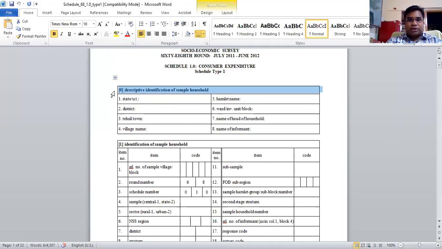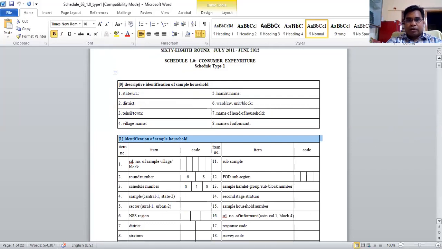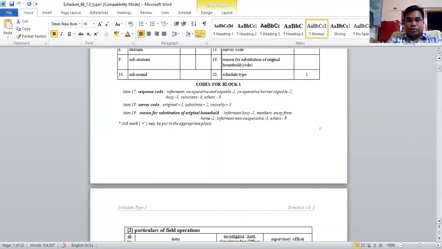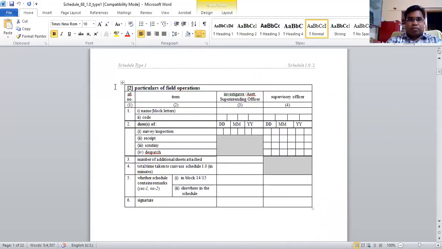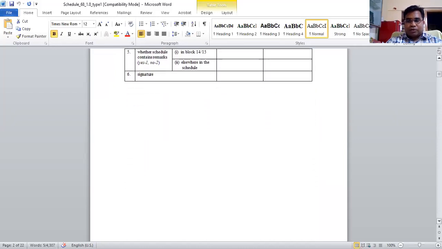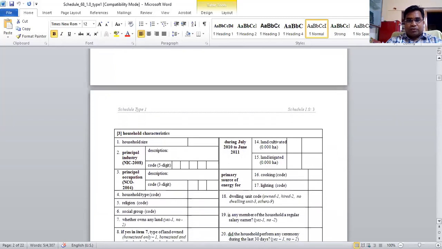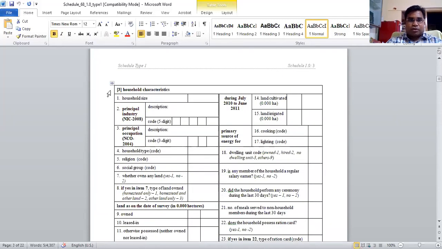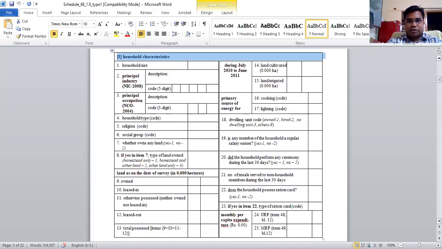For example, let us have a look at this particular thing. It mentions zero, so this means it's block zero. Then the next one says block 1, then as you scroll down you can find block 2. Further down you will be able to see the third block, which corresponds to household characteristics. So it stores information at the household level.